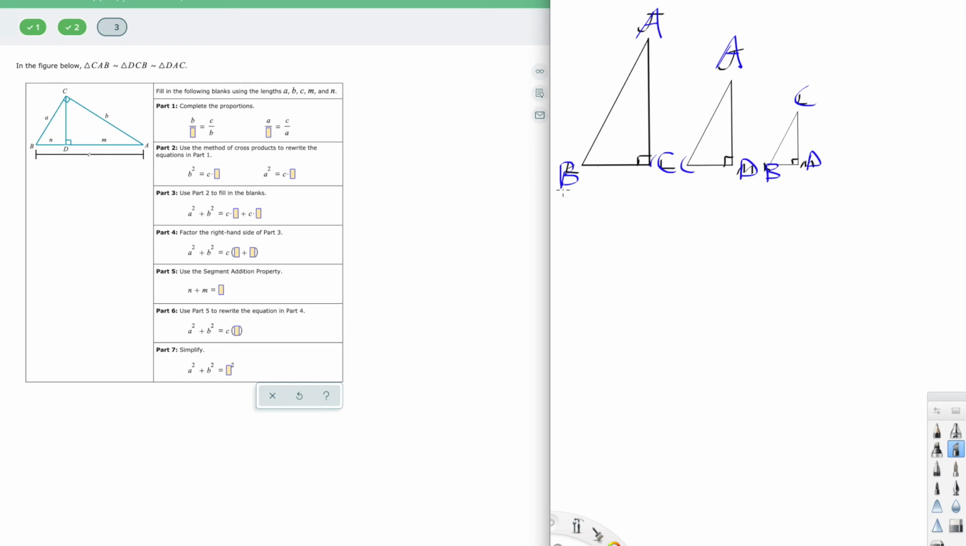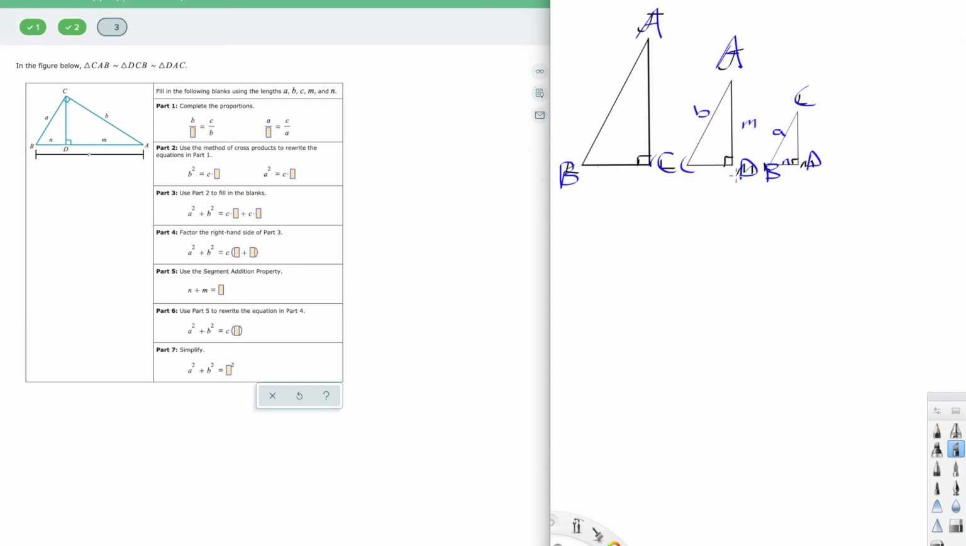And then let's see, for the small triangle we have, this is called A and N. Those are lengths. And then for the medium triangle, I have B and M.